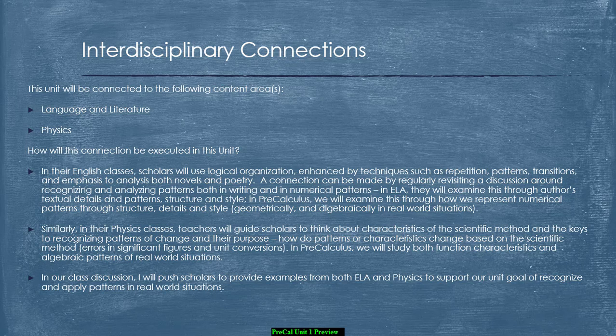Similarly, in the physics classes, teachers guide students to talk about characteristics of the scientific method and the keys to recognizing patterns of change, and how patterns or characteristics change based on the scientific method that they're looking at. In pre-cal, we study both function characteristics and algebraic patterns in real-world situations, and you can tie this directly back to your physics class and maybe collaborate with your physics teacher on how to do that within your class itself. But always keep in mind that you want to make those connections to build their understanding across curriculum, that these words and these definitions that we're learning are not just solid within pre-cal itself.